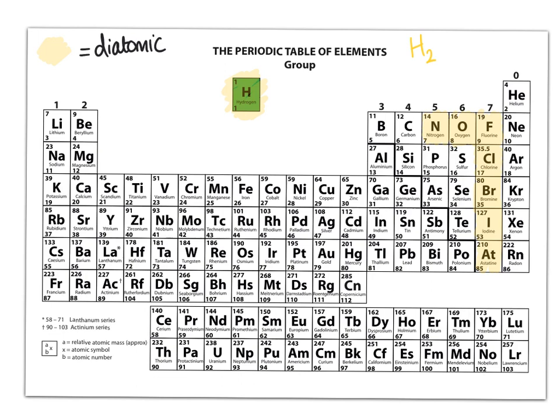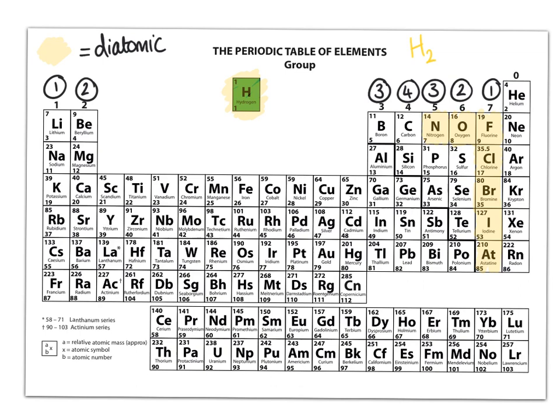If you remember, group 1, they all have a valency of 1. Group 2 have a valency of 2. Group 3, a valency of 3. Group 4, a valency of 4. And then we start to count backwards. So group 5 has a valency of 3. Group 6 a valency of 2, and group 7 a valency of 1. So if you could write that at the top of each group.